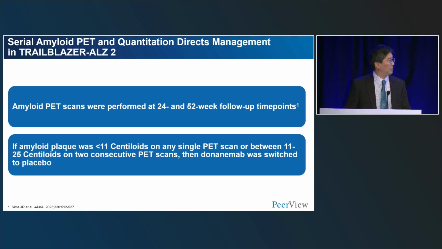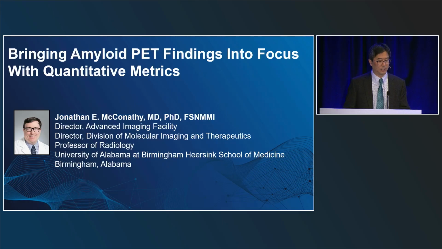And amyloid PET scans that had a centiloid score of less than 11 would result in stopping the donanemab. And if there were 2 consecutive scans with centiloids between 11 and 25, that also would result in a switch to placebo, with the very logical assumption that if you've become negative for amyloid in your brain, what's the use of continuing to give therapy that may cause side effects? Okay, and with that, I'll hand this over to John.